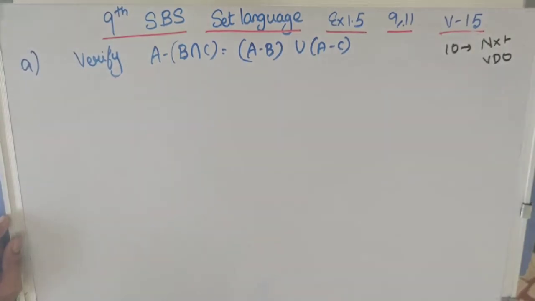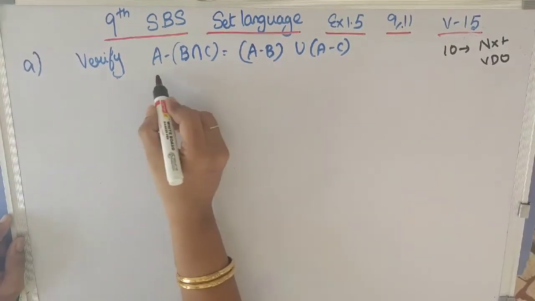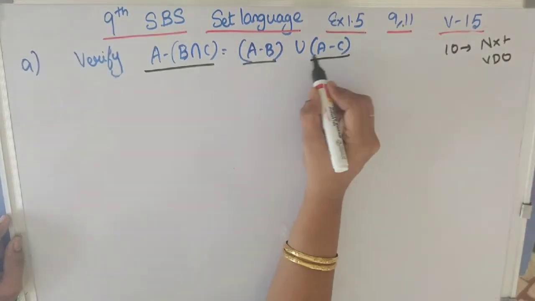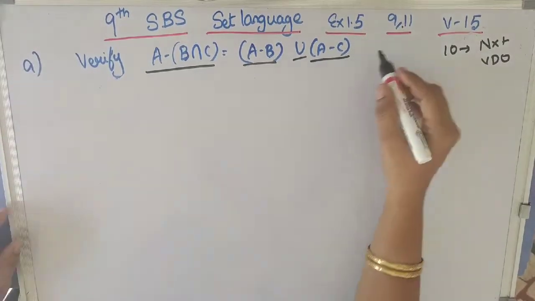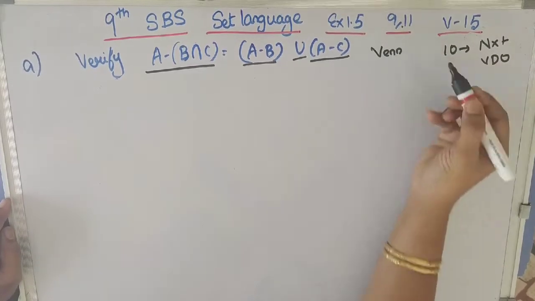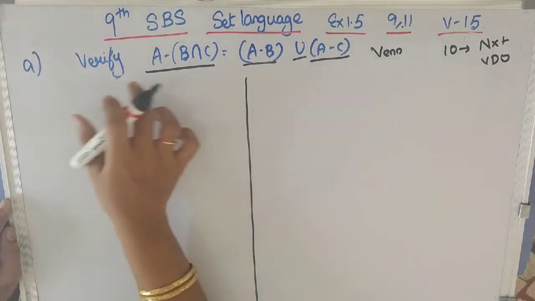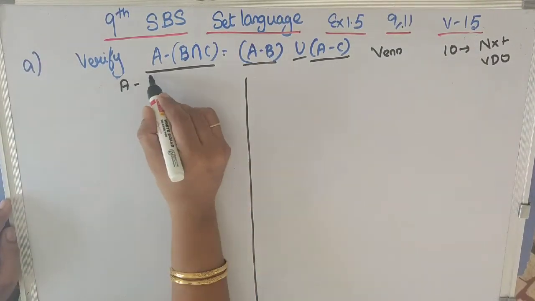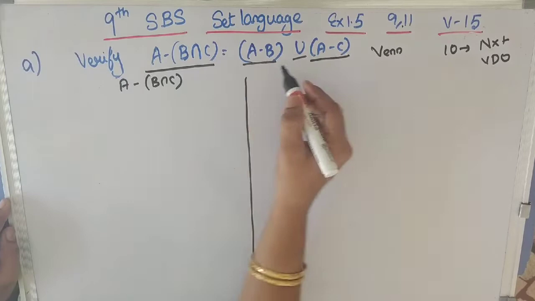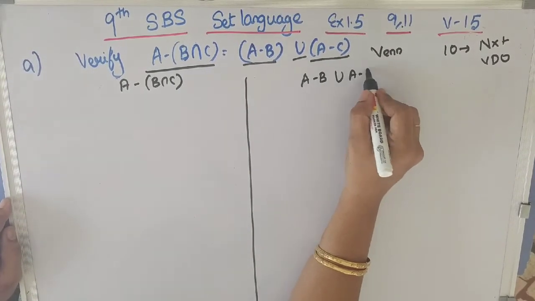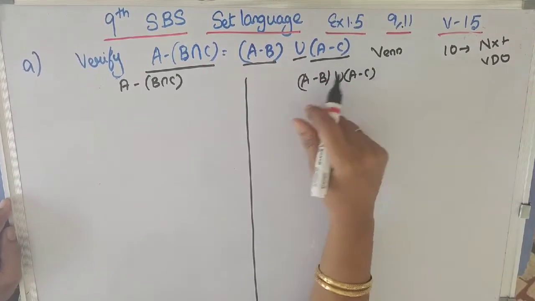Now in the 9th problem we have to verify A difference B intersection C is equal to A difference B union A difference C. We have to use a Venn diagram to verify this. I am going to first find the left hand side, that is A difference B intersection C, then the right hand side of the theorem, and we have to prove that both are equal.